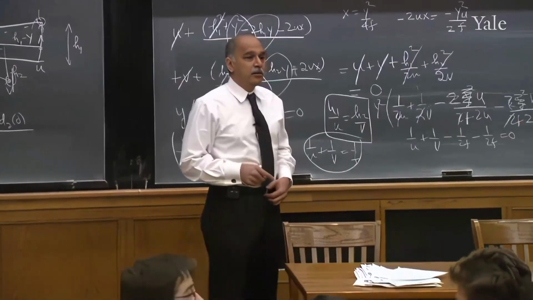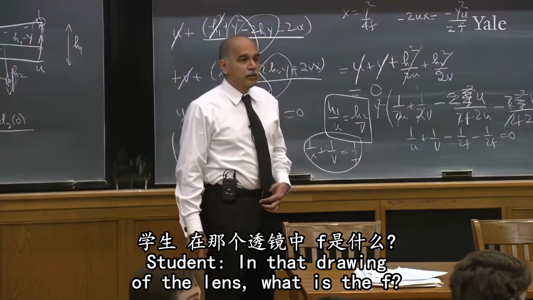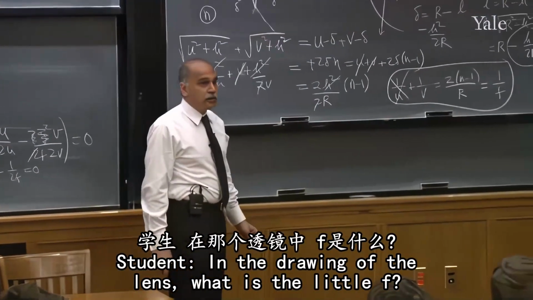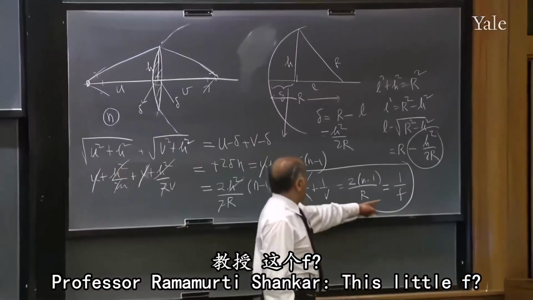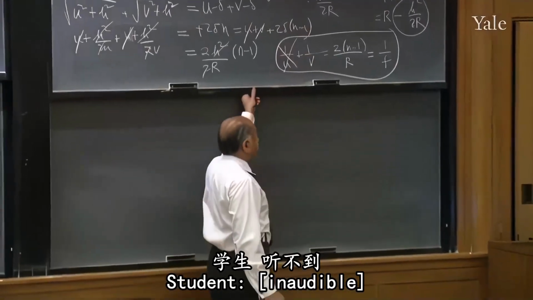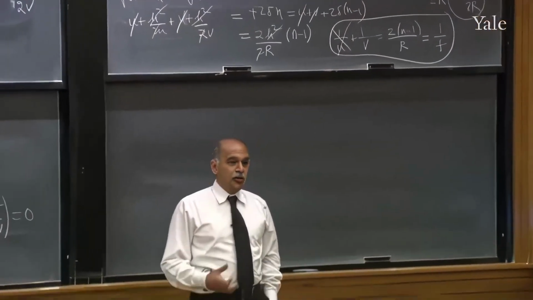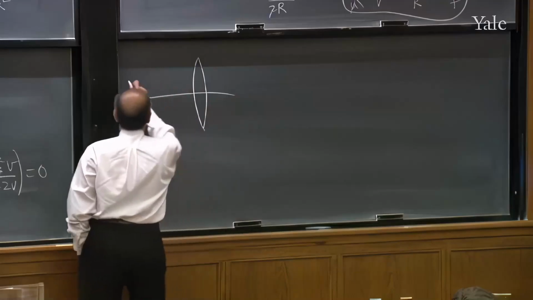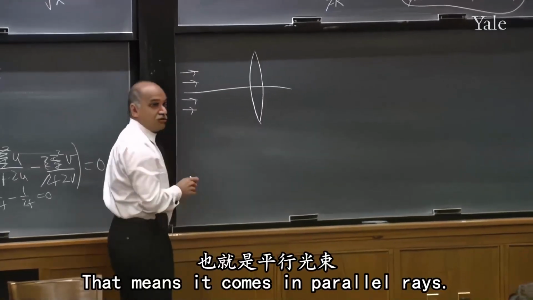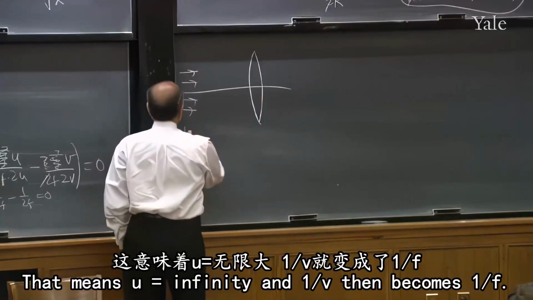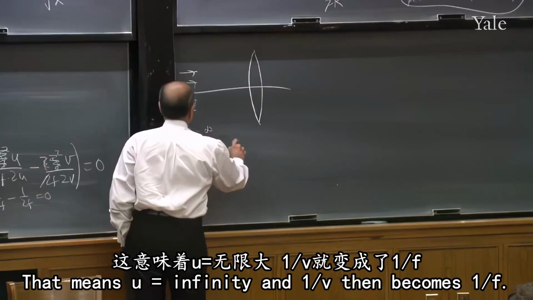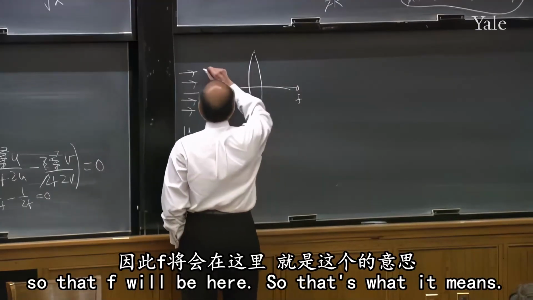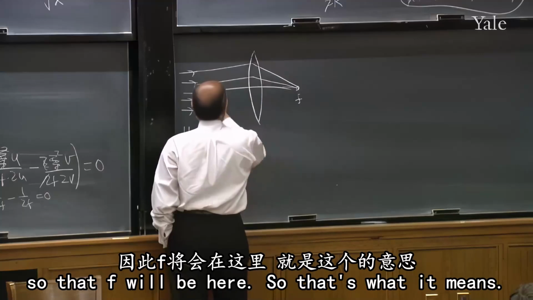Question? Yes? In that triangle lens, what is the little f? You want to know what f means? It means take this lens and send a beam from infinity. That means it comes in parallel rays. That means u is equal to infinity. Then 1 over v becomes just 1 over f. That means v is equal to f. V is the image point, so that f will be here. So that's what it means.